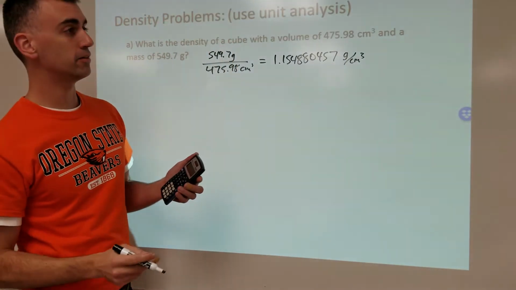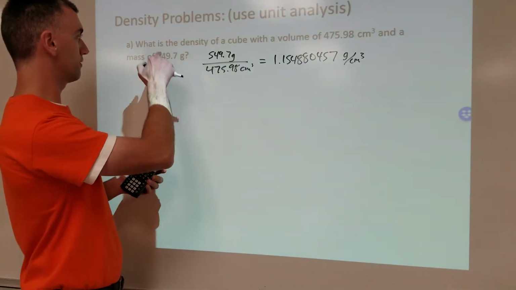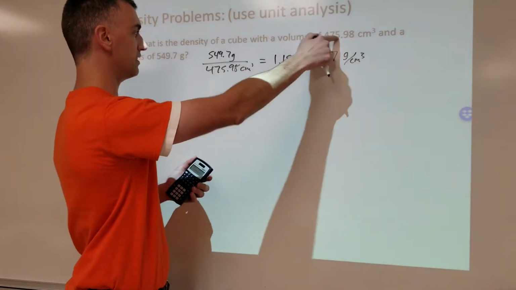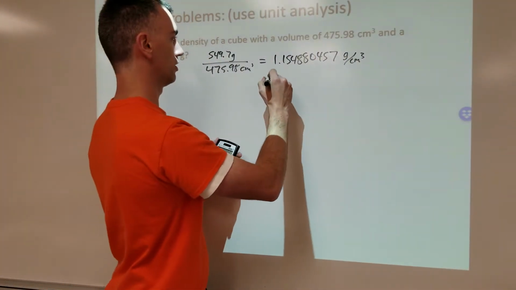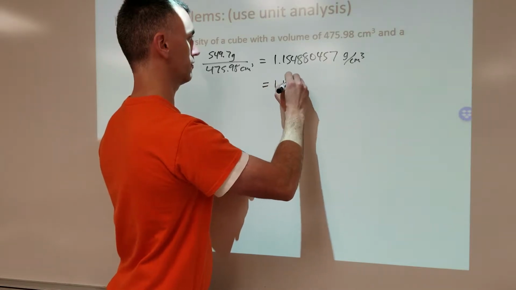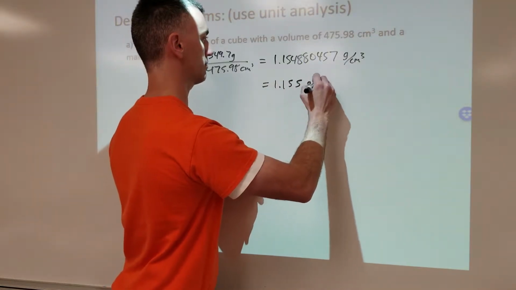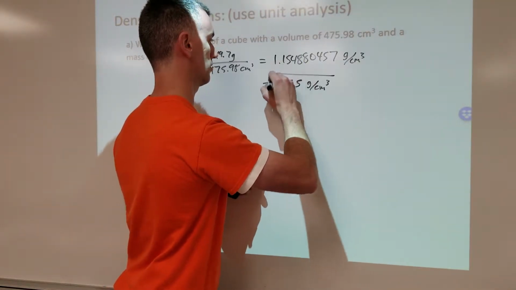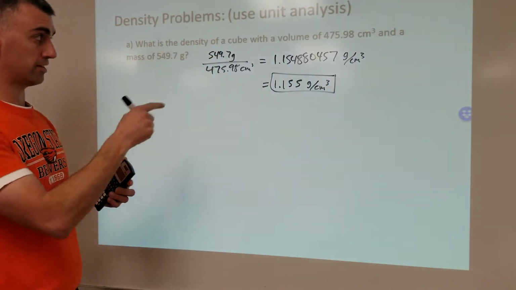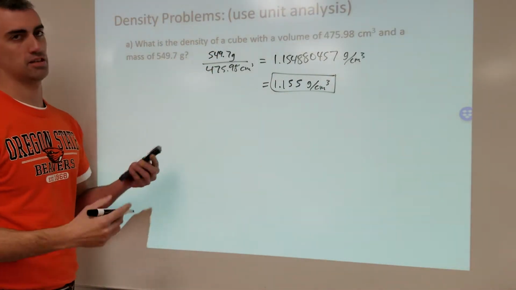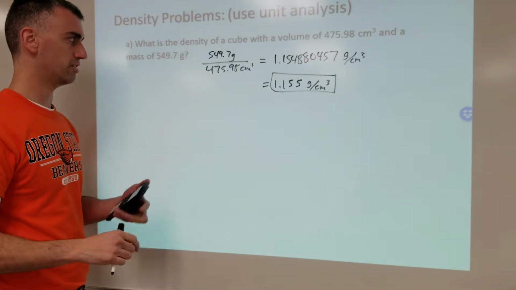And then if you check your sig figs, 4 sig figs, 5 sig figs, you need a 4 sig fig answer. 1.155 grams per cubic centimeter. Right, there you go, rounded for correct sig figs. That's typically the area where people have an issue, if there's an issue.